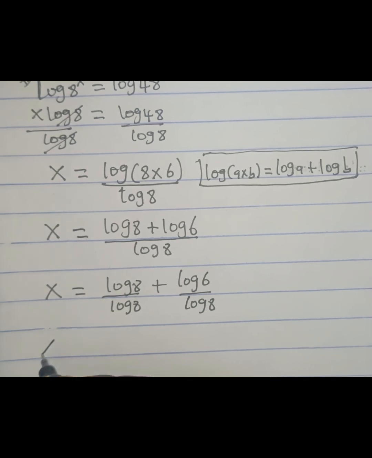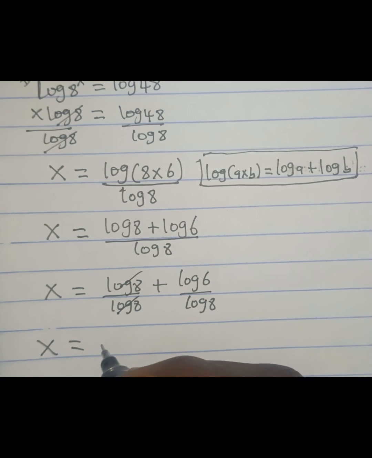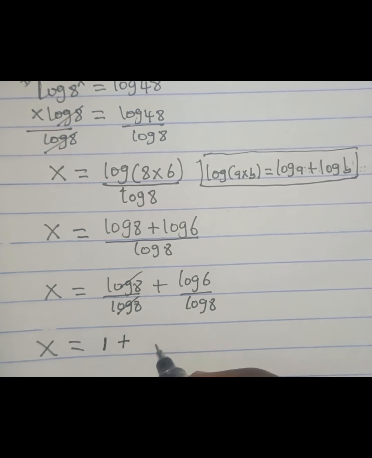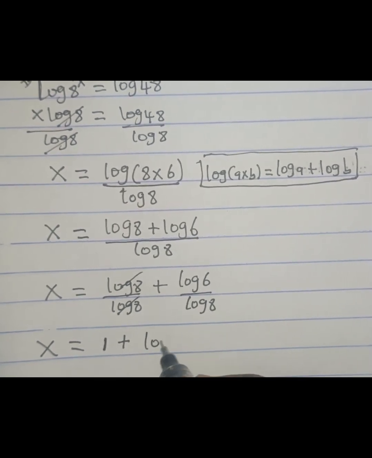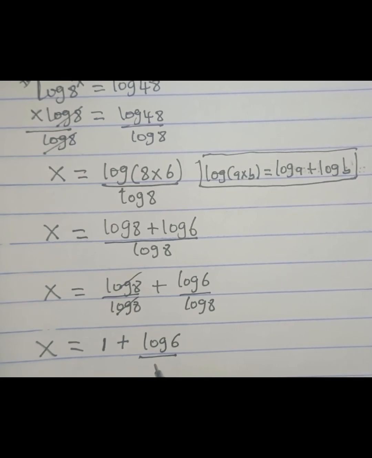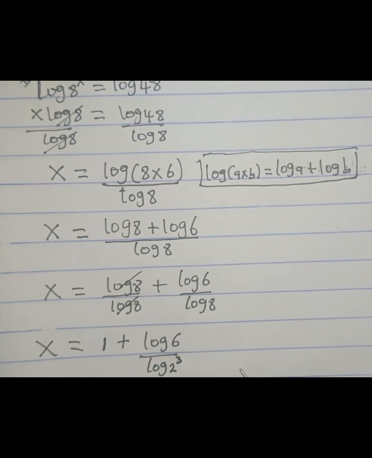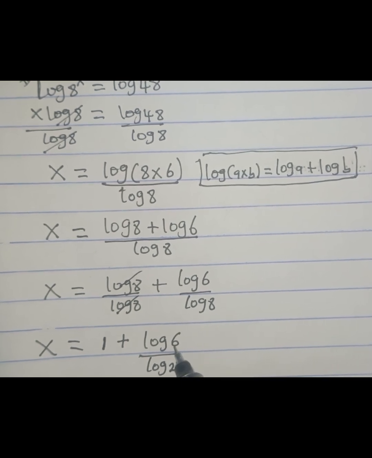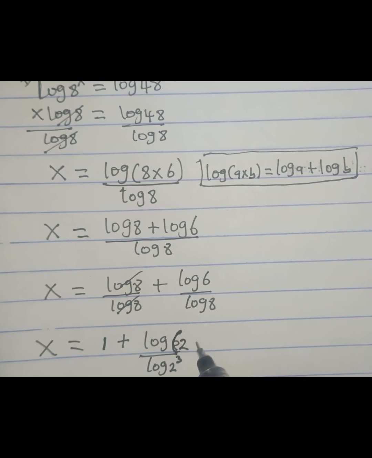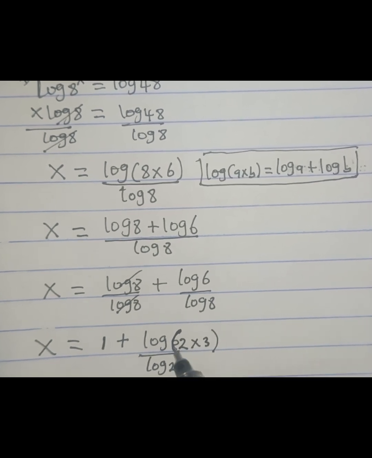The next thing we're going to do, recall that when the same thing is divided by itself, it is the same as 1. So log 8 divided by log 8 becomes 1, then plus log of 6, everything over log 8. This log 8 can also be written as log of 2 to the power of 3. When you multiply 2 by 2 by 2, three places, it gives us 8. And this 6 can also be written as 2 multiplied by 3. So this 2 multiplied by 3 is the same as this 6, then 8 is the same as 2 raised to the power of 3.